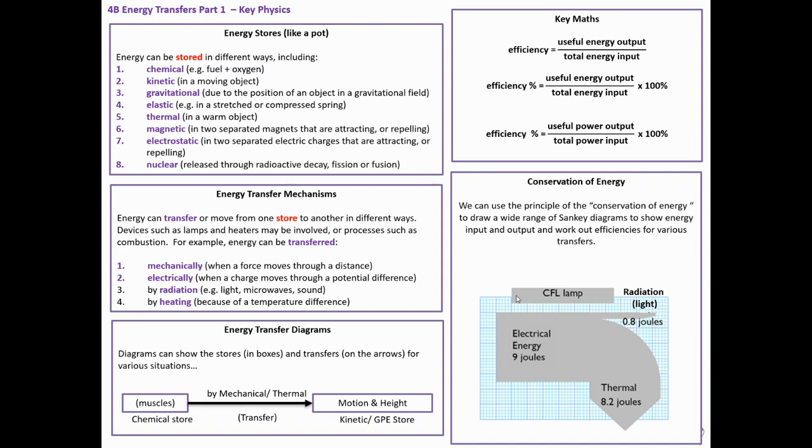Conservation of energy, we can draw Sankey diagrams that have got a scale for the energy that goes in. So in this case, electrical energy goes in, 9 joules, and then coming out of it, radiation, light, 0.8 joules, and thermal, 8.2 joules, which is this thickness here. So it's kind of a scale. Now we call it electrical energy, but it's not a store. It's the mechanism of electrical going in.